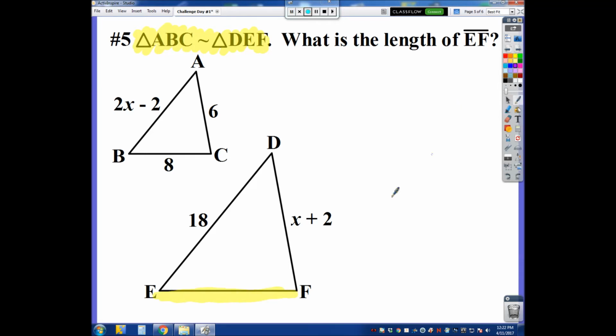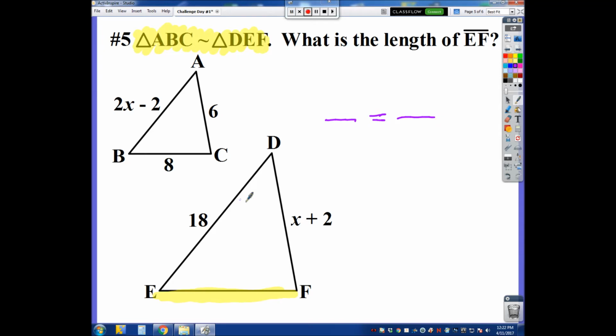And currently, we don't have a variable. We don't know if this is x. We don't know how it relates to these other x's. So I don't want you to assume that you know what it's really related to. So we're just going to kind of leave this blank for right now. And so what I can try to do is set up sides that I do know I could put in a proportion.